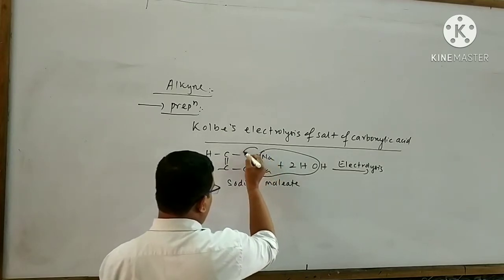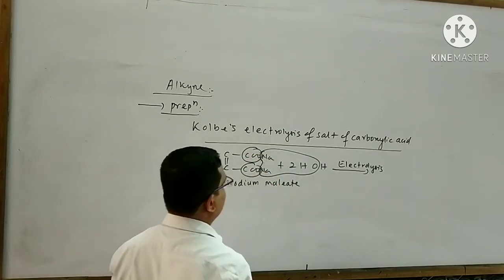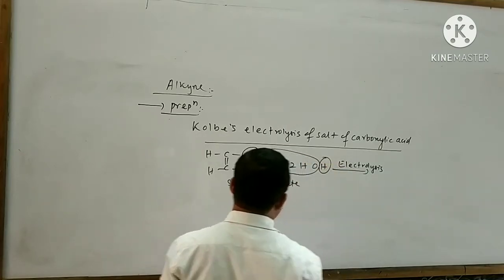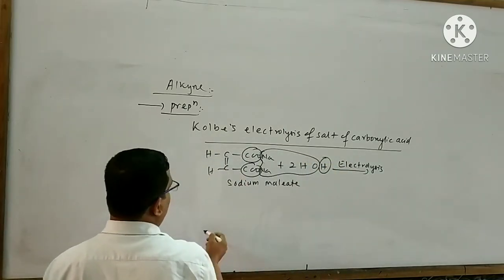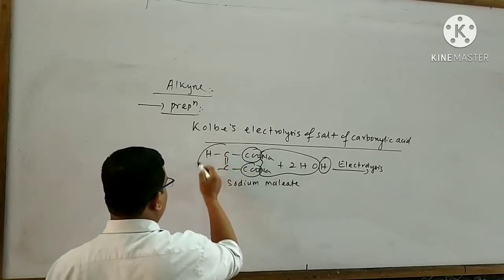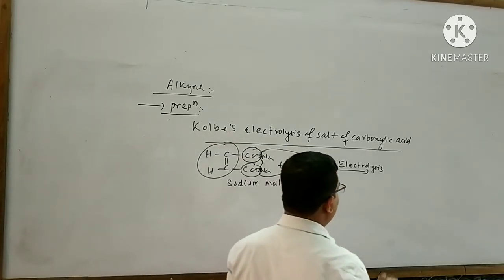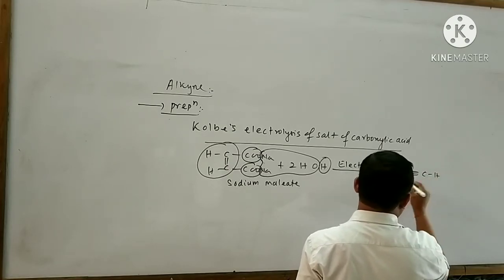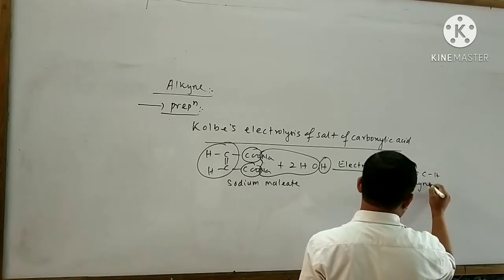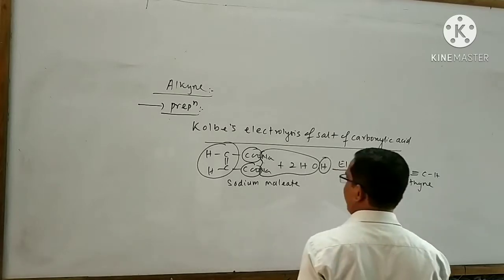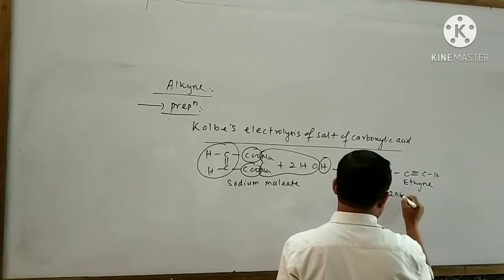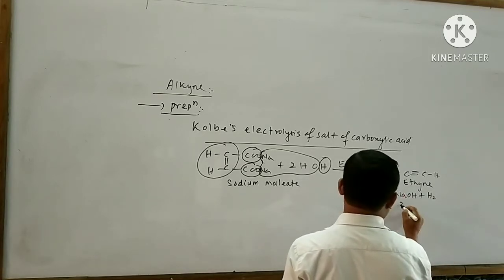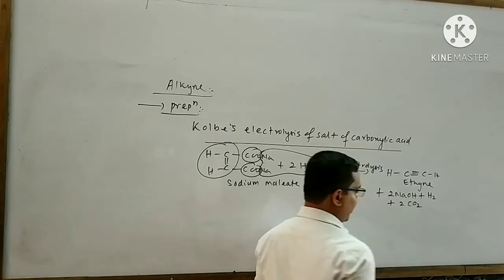Then remove the carbon dioxide molecule like this. Here you can also remove hydrogen molecule like this. Now by the help of this remaining part, I can form the ethyne molecule. This is said to be ethyne molecule. The byproducts are 2 NaOH plus hydrogen gas plus 2 carbon dioxide.